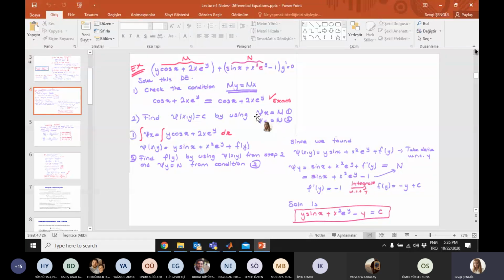But if you start with the second equation instead of the first, then you need to take the integral with respect to y. And in that sense, there should be an f of x there. But if you follow the steps that I did, it will always be f of y here. There will be no f of x. Okay, thank you very much. Is it clear? Yes, clear for me. Okay.